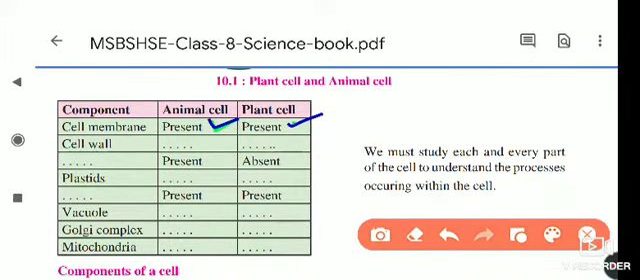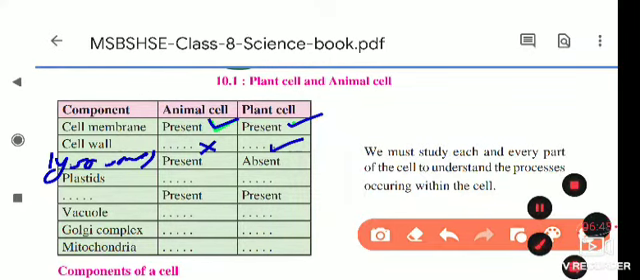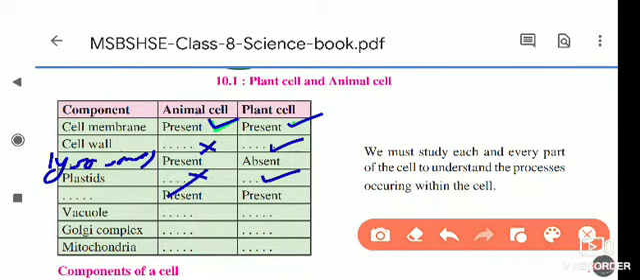Cell wall. Cell wall is present only in plant cell. It is absent in animal cell. Okay. Next, it is the chloroplast. Chloroplast is present only in plant cell. So here the lysosomes are there. They are present in animal cell but absent in the plant cell. Okay. Plastids. Plastids are present in the plant cell but absent in the animal cell.